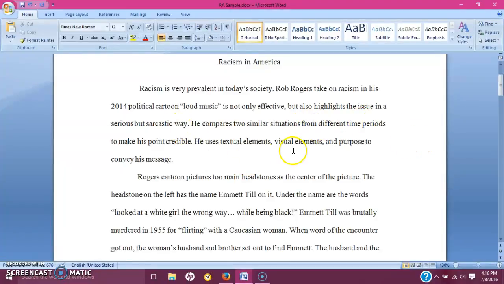He uses textual elements, visual elements, and purpose to convey his message. Yes, almost every single political cartoon or visual text or written text does this, as we have been finding out. So really, I don't know very much at all. I know that Rob Rogers' loud music is effective, according to this author. There's some sarcasm, it's serious, and that's pretty much it.